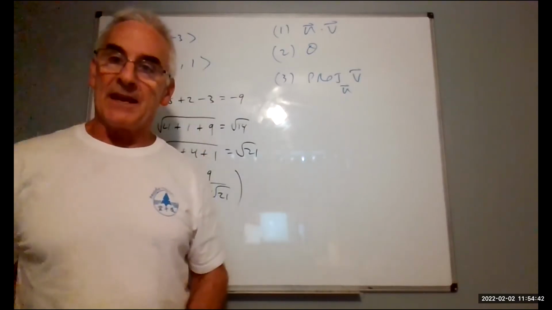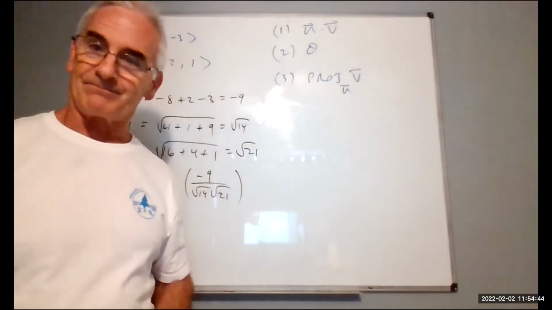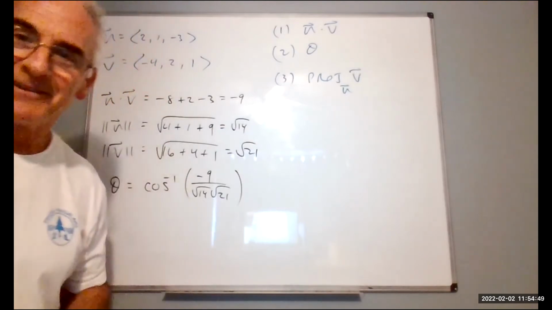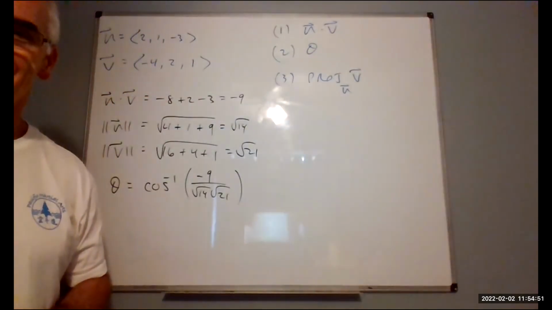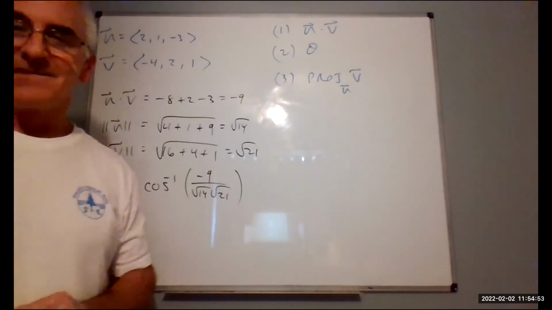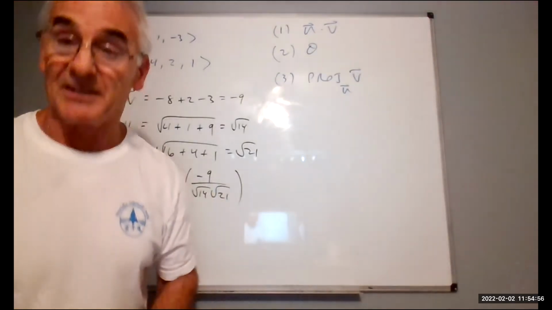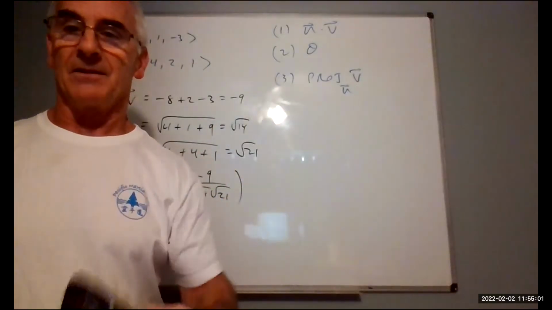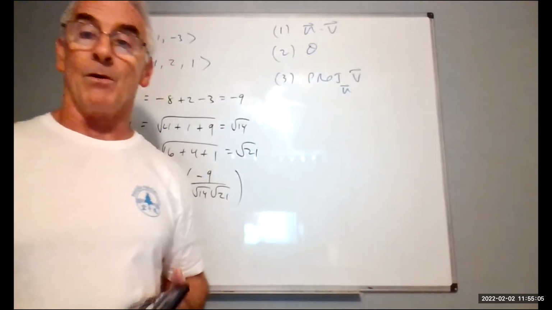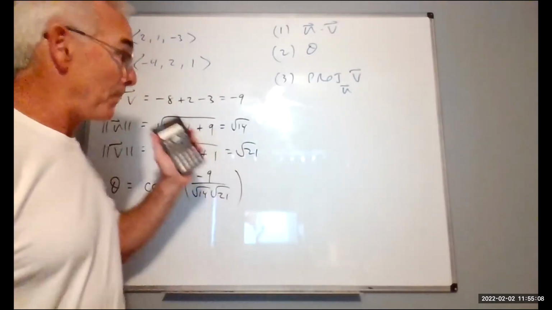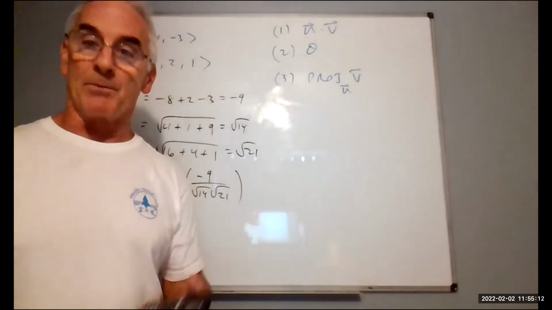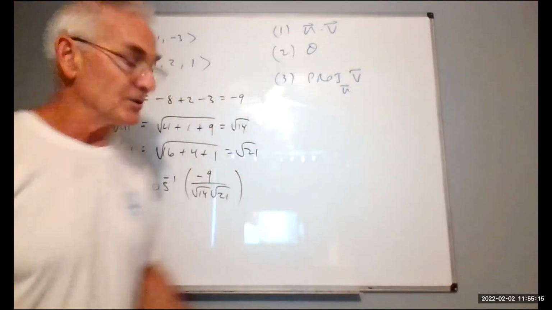My dot product was negative. Does anybody know what that means about my angle if my dot product is negative? Well, I know if the dot product is 0, it's a 90-degree angle. What does it mean if my dot product is negative? Is it greater than 90? Yeah, it's obtuse. A positive dot product means you have an acute angle. A negative dot product means you have an obtuse angle. That's absolute.